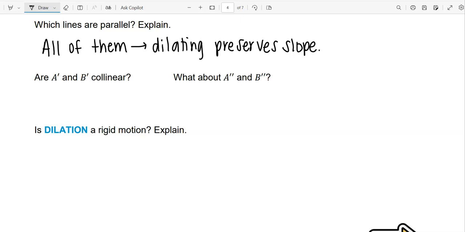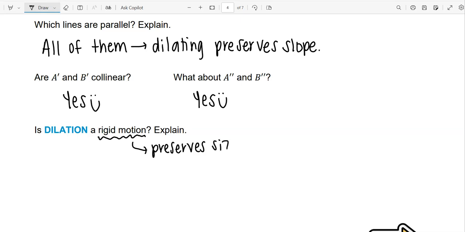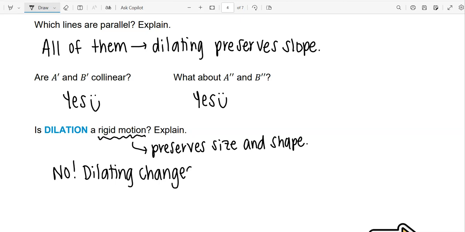Are A prime and B prime collinear? Collinear means they're on the same line, so yes. Are A double prime and B double prime collinear? Yes. Is dilation a rigid motion? What does a rigid motion do? Preserves what? Size and shape. We already talked about all of these are line segments, so our shape is preserved. Is our size preserved? No, so this is a no. And that's because dilating changes size.